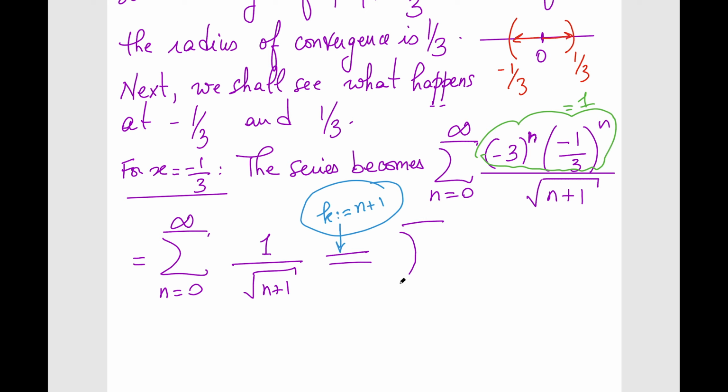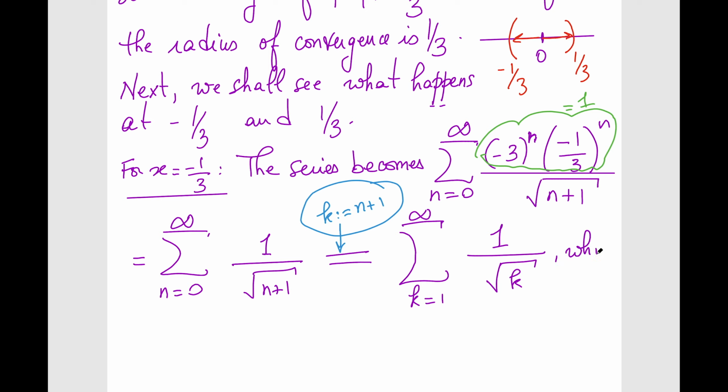So I'm going to have a series. Every time I see n plus 1, I'm going to write k. So this is the relationship between my old index and my new index. So this is 1 divided by square root of k, right? Because n plus 1 is k. So that guy downstairs is square root of k. And then if n starts from 0 and goes all the way to infinity, k starts from what? If n starts at 0, k should start at 1. And this is a p series with p equals half.